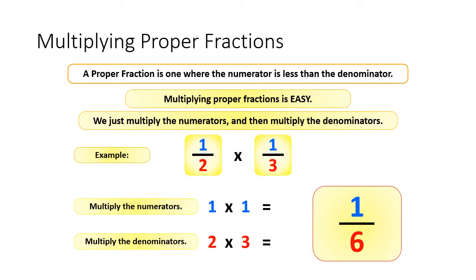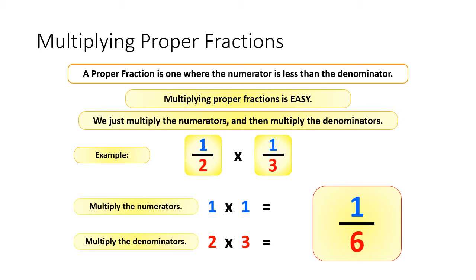Multiplying fractions is even easier than the addition or subtraction of fractions. So let's look at multiplying proper fractions. And as a recap, a proper fraction is one where the numerator is less than the denominator. Multiplying proper fractions is easy. We just multiply the numerators and then multiply the denominators.